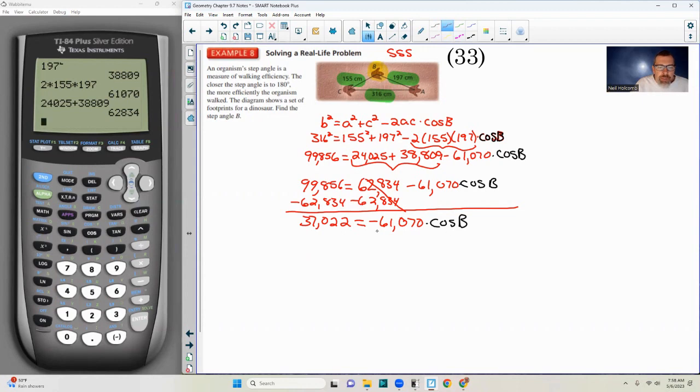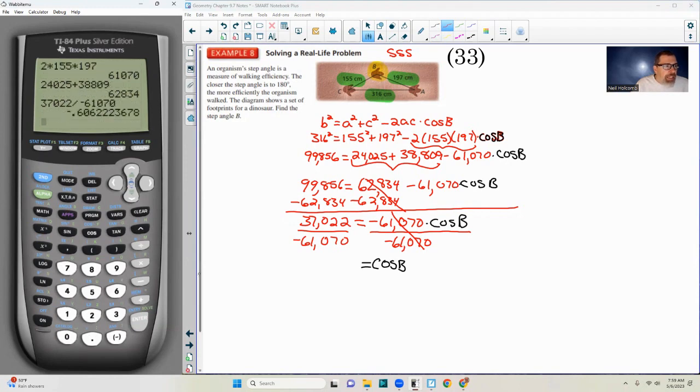Okay, now I need to get cos b by itself. It's being multiplied, so now I'm going to divide by negative 61,070 on both sides. And these are going to cancel. And I'm going to get cosine b equals 37,022 divided by negative 61,070, and I get negative 0.6062, and that's rounded, so I should have an approximation symbol here.